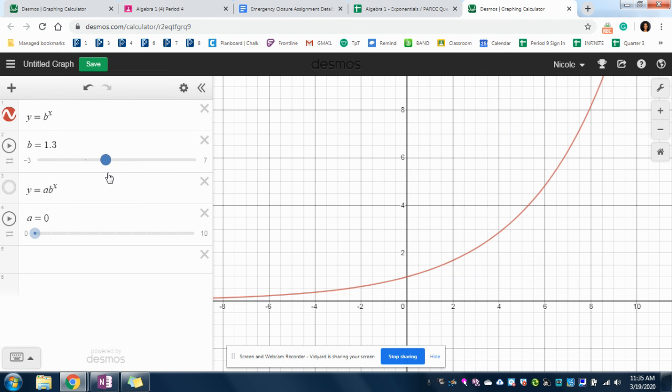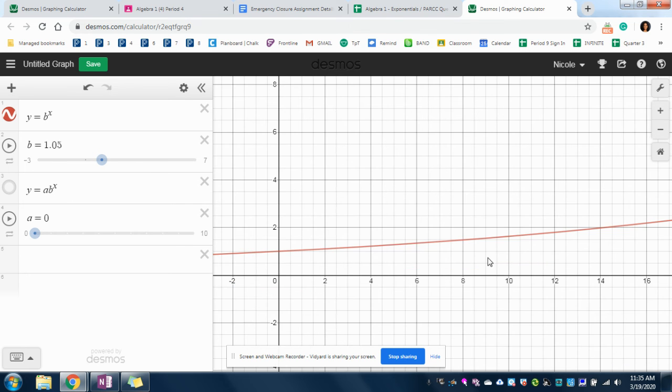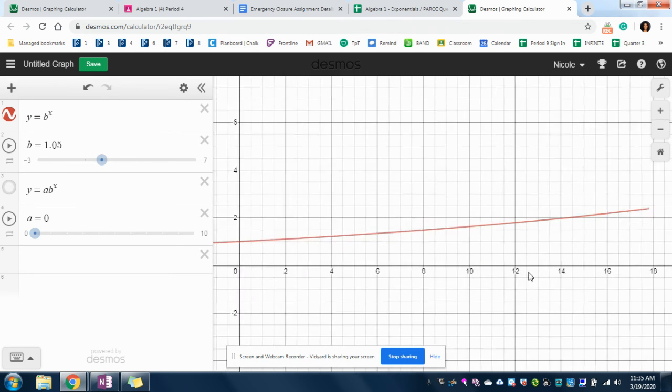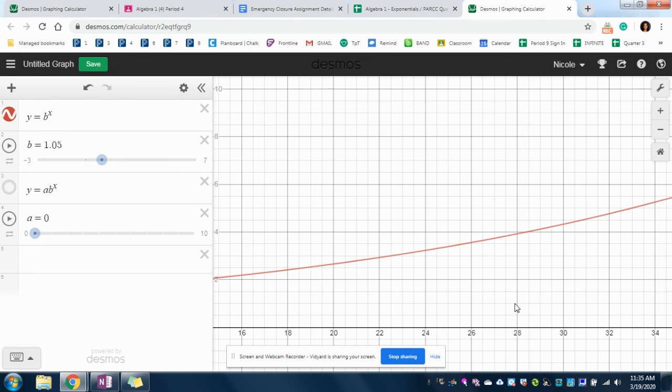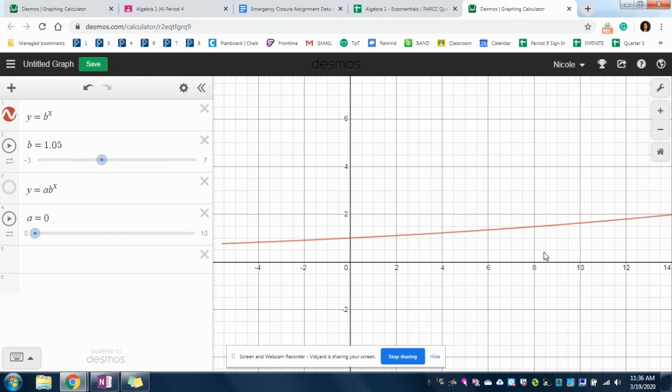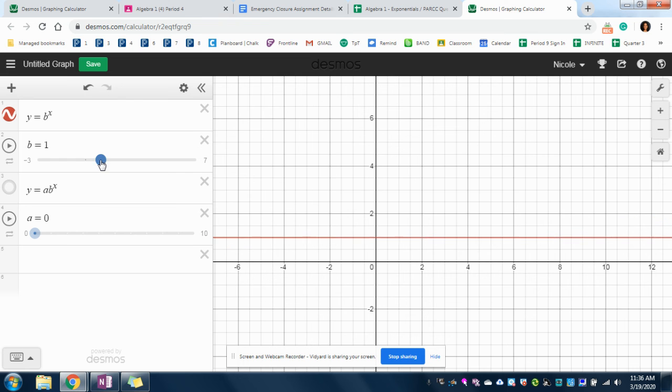But what happens as it gets smaller? So I want you to focus on this number right here. Actually, I'll say it. Look at the graph. So I have 1.3, 1.2, 1.1, 1.05, right? It's still growing. It's growing at a very smaller rate, but it's still growing. But the question then becomes, what happens as we move past 1? So we get to 1.